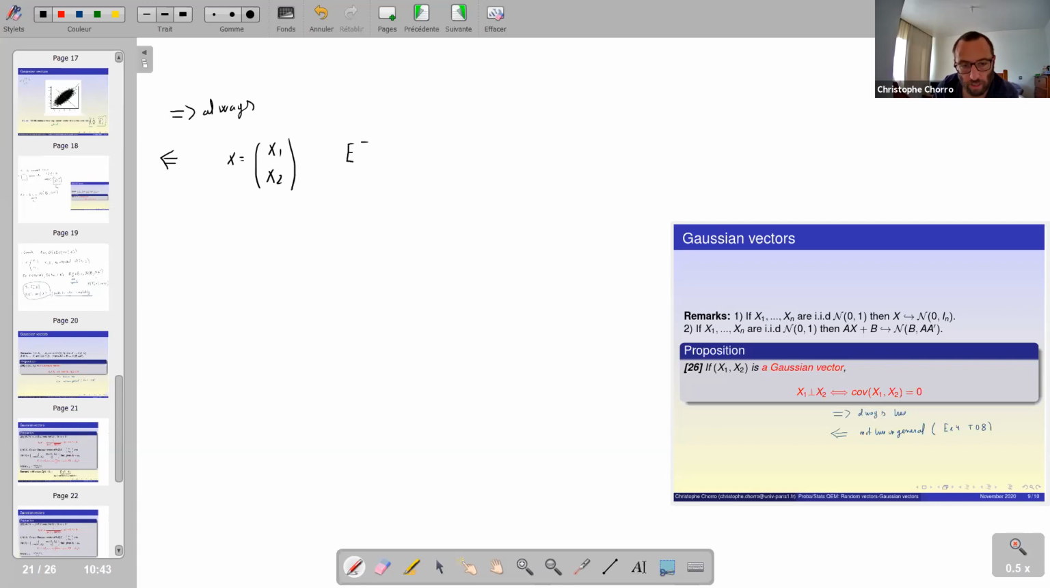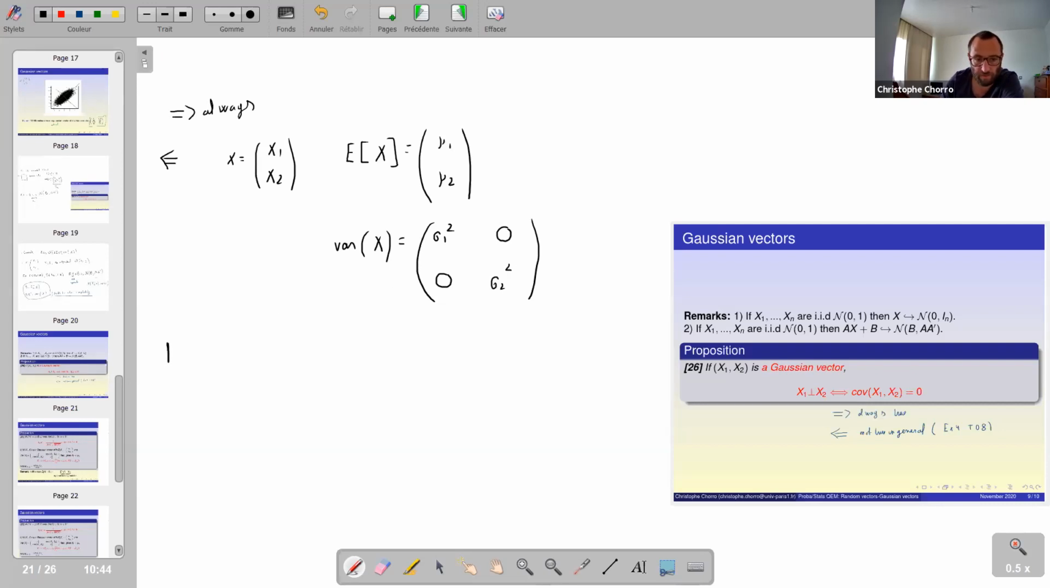I have a Gaussian vector, so I know that it is characterized by the vector of expectation, that is (mu1, mu2), and the variance covariance matrix. In my situation, what is the variance covariance matrix? I know that the term covariance of X1, X2 is equal to 0. So I have a matrix that is diagonal, with sigma1 square, the variance of X1, and sigma2 square.